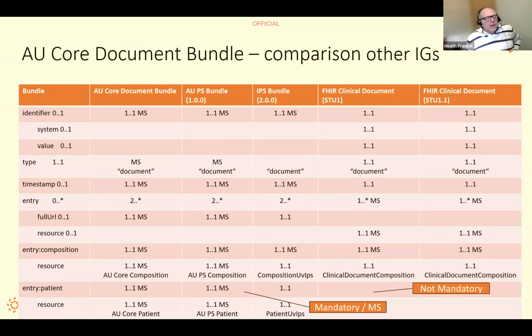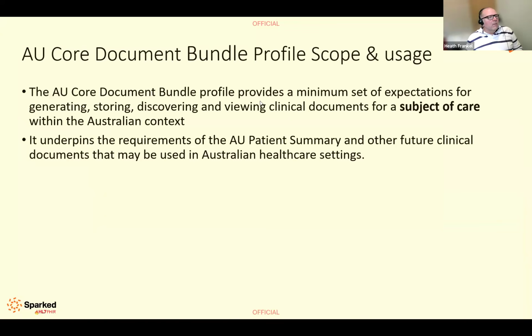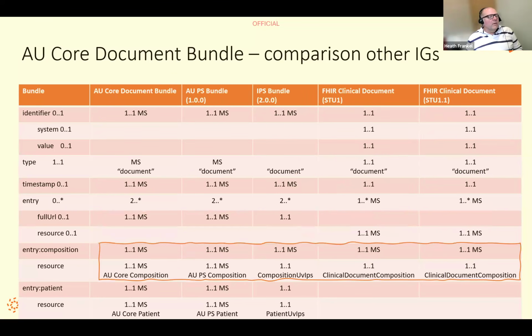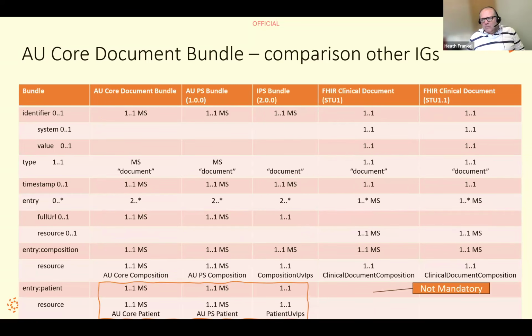So the next one is around a patient slice. And if we go back to our scope where we said that this is a profile for clinical documents for a subject of care. So effectively, that is what we talked about as the scope of this profile, and hence it makes sense that we also make patient a mandatory entry in this profile as well.